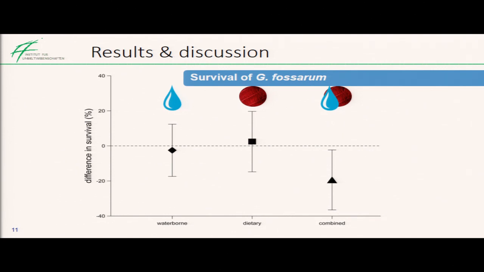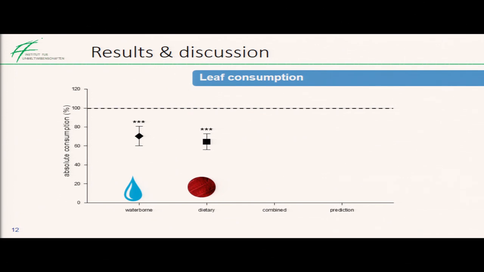Let's look into the sublethal effects, leaf consumption. By the way, I forgot to tell you that the dashed line always represents the control levels that we have. Sorry. Looking here into what is happening with the waterborne exposure pathway, we see that they are feeding a little less relative to the control, a decrease of roughly 25%. The same is actually happening if they are only experiencing the exposure via the uptake through their food.